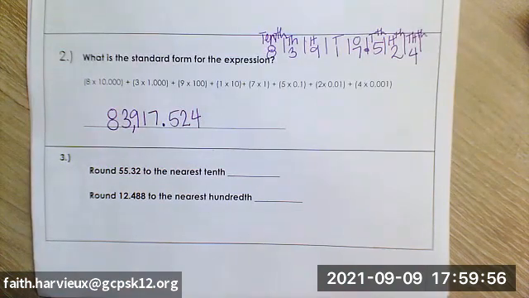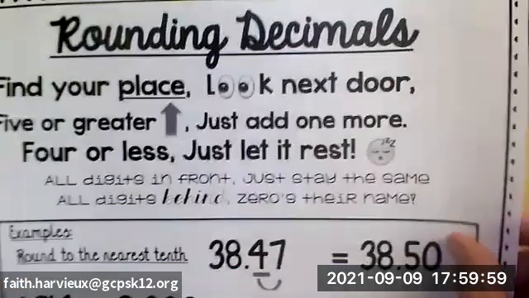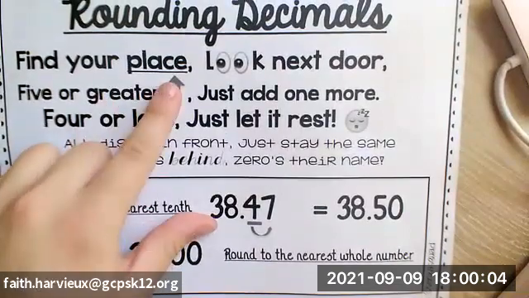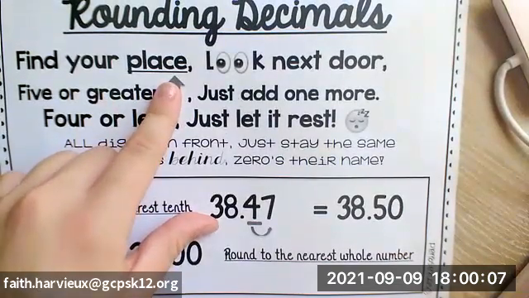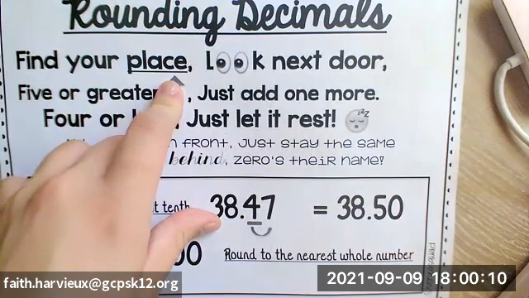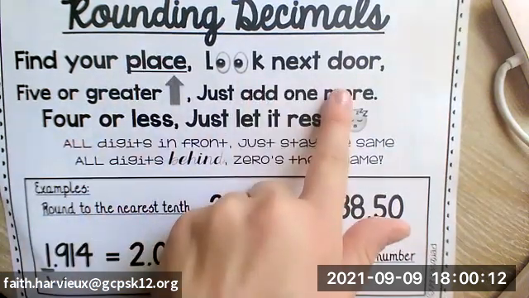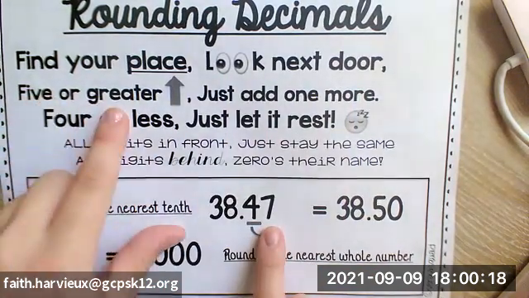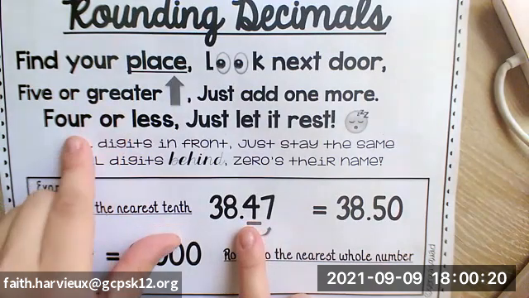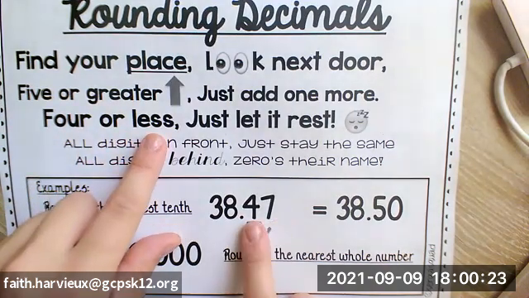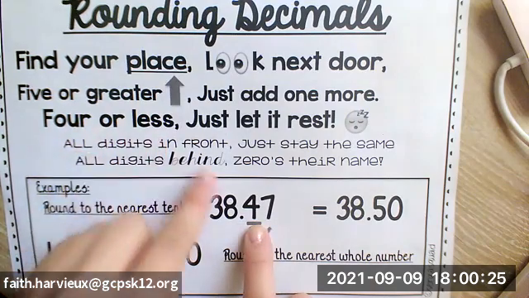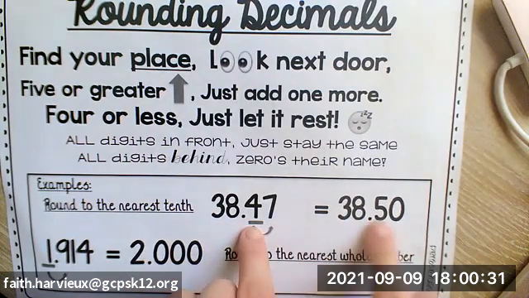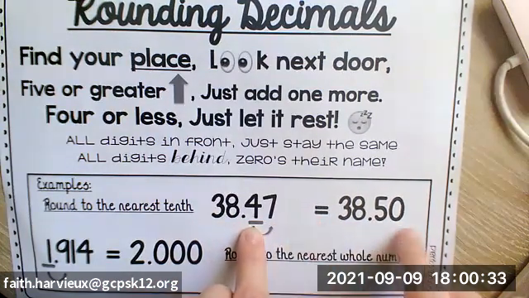Over the past week or so, we've also learned about rounding decimals, and I'm going to give you a reminder of what we learned. So when we round decimals, we find the place, right? So if it's asking us to round to the thousandths, then we need to look in the thousandths place. Once we look there, then we look next door. We figure out if that number next door is 5 or greater, then we'll add 1 more. If it's 4 or less in this one, then we'll just let it stay the same. All the digits in the front, so all these ones here, stay the same. But then if there's any numbers behind it, we turn those to 0, right?